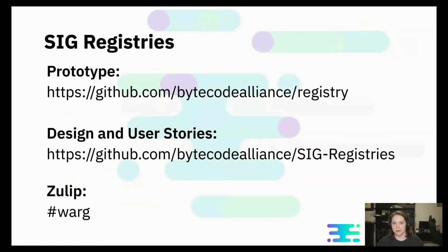If you're interested in this project, Kyle mentioned all of these different places, but basically we have the SIG registries repository. We also have the prototype that Kyle was talking about. That's under the registry repo. And if you want to catch Kyle or any of the other people working on the project, a lot of the discussion happens over in the WARG channel in Zulip.